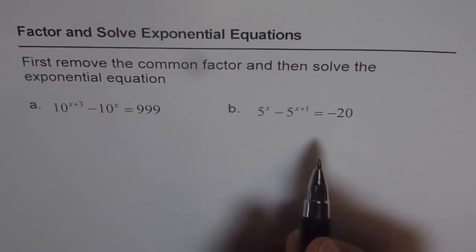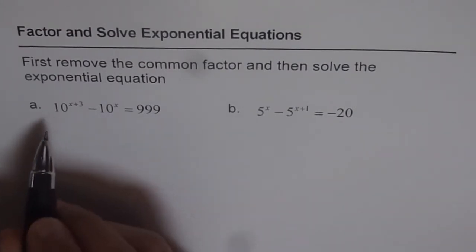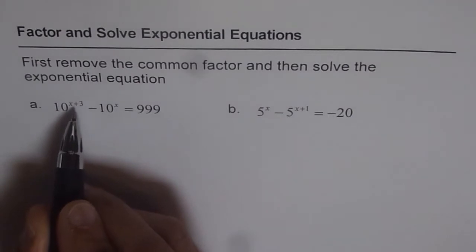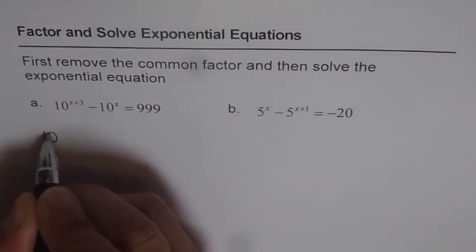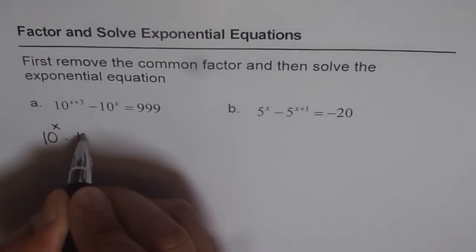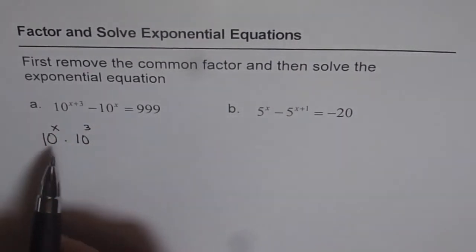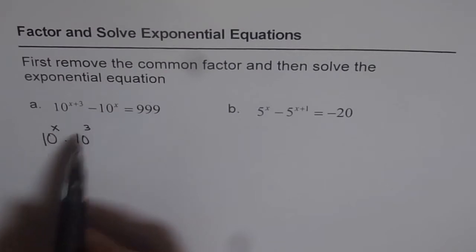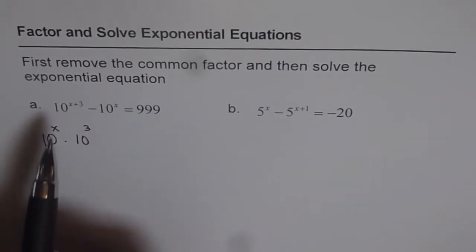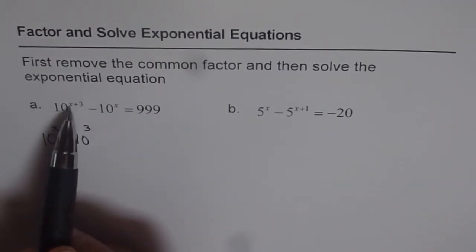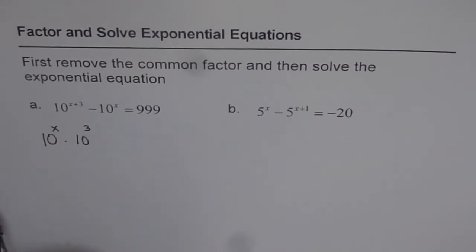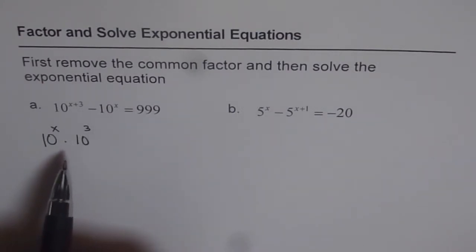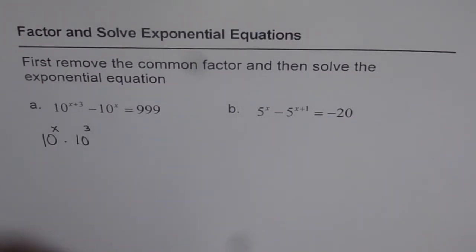Here is my solution. Now, when we say 10 to the power of x plus 3, what does it really mean? It means 10 to the power of x times 10 to the power of 3, right? When you multiply them, their powers get added up. So I can always decompose 10 to the power of x plus 3 as 10 to the power of x times 10 to the power of 3. I hope that step is absolutely clear, and this is a critical step to solve this equation, okay?